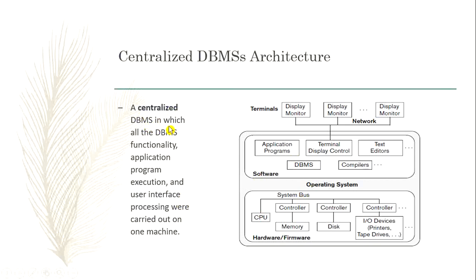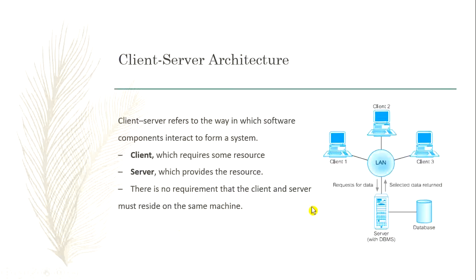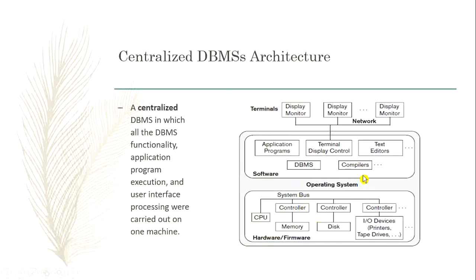A centralized DBMS is one in which all the DBMS functionality, application program execution and user interface processing were carried out on one machine. So in centralized database management architecture, all the functionality of the database management system, the application program, the user interface, everything is residing on one system. That is why it is called centralized database management architecture. At the user side, there are just monitors to display that information. So everything is being controlled by the one system that is hosting the database management system.